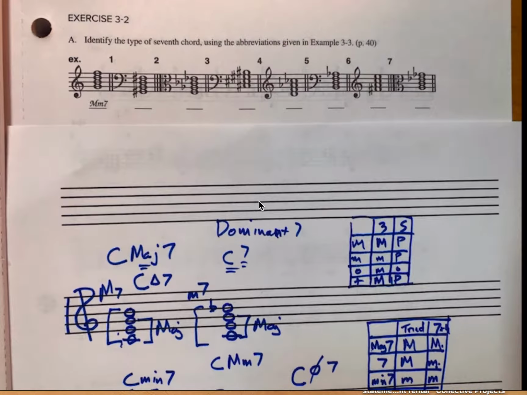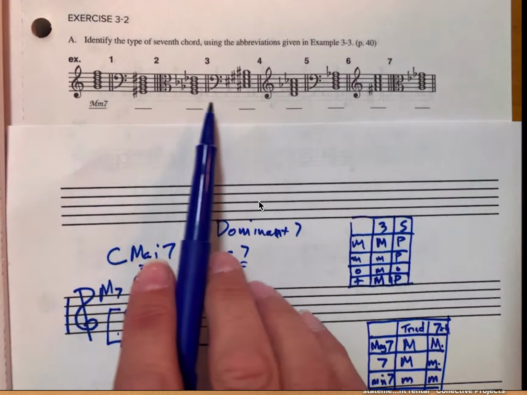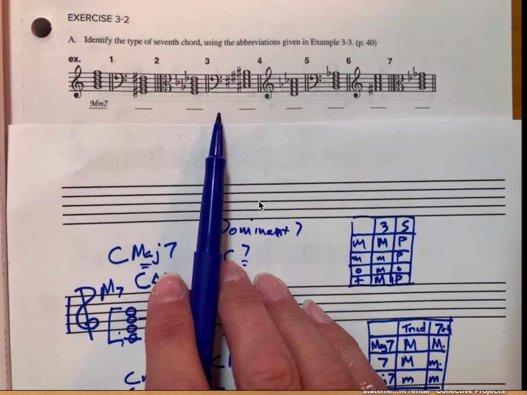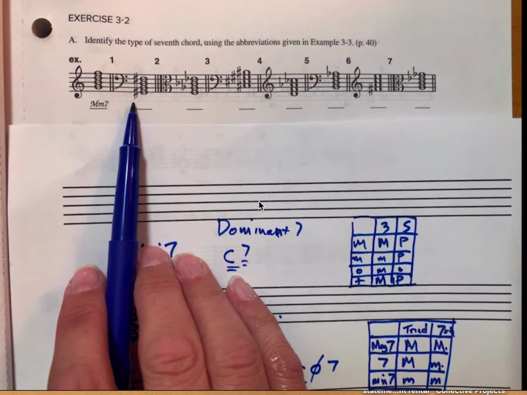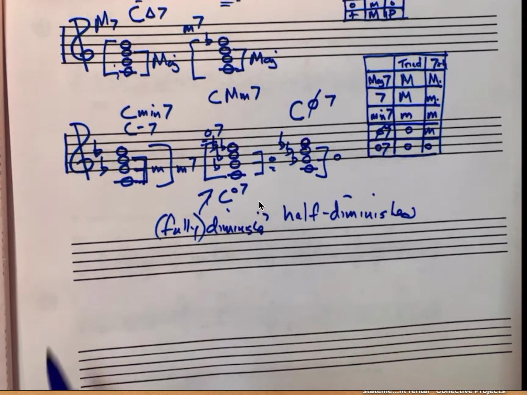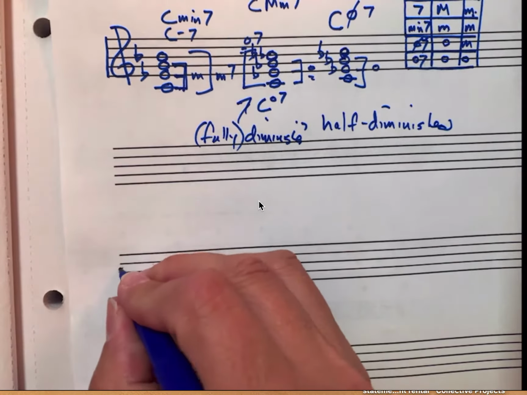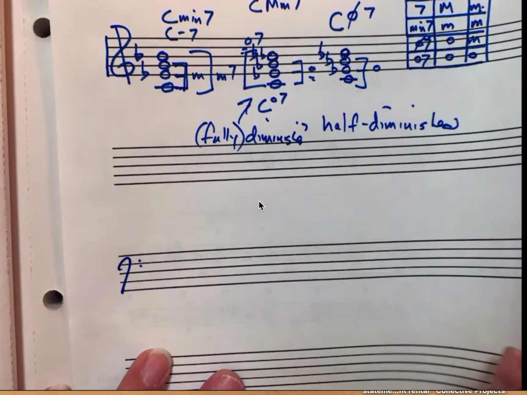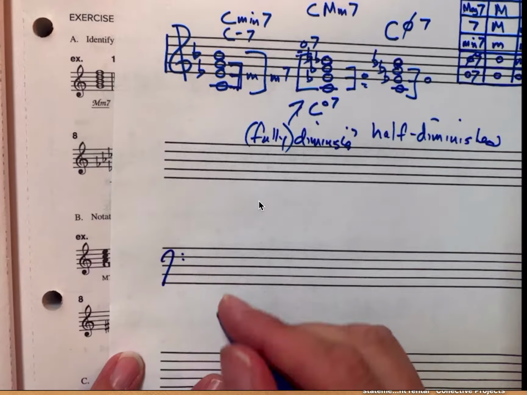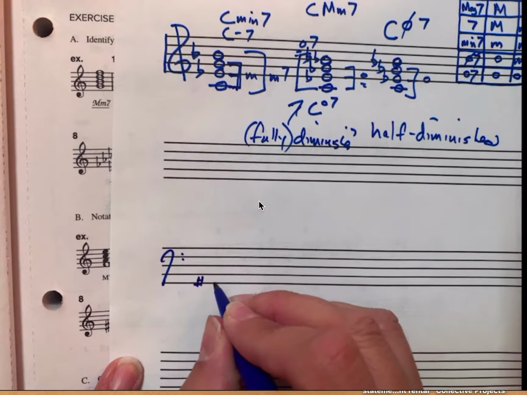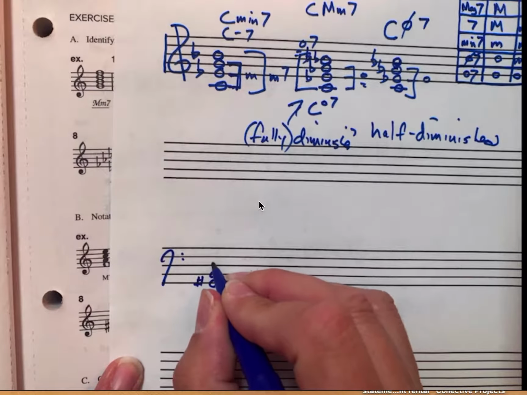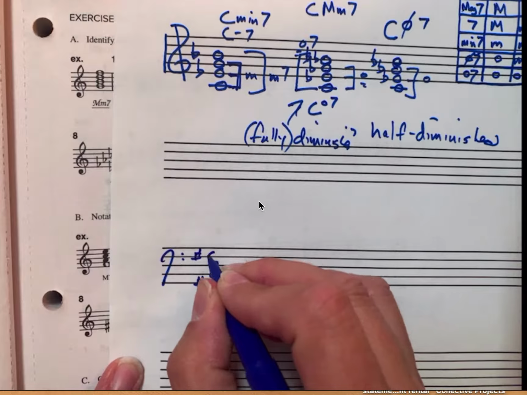So let's do a few examples of seventh chords. I'm going to look at the assignments from your homework, and I'll start with this one. You can see this is G sharp, B, D, F sharp. I'm going to just write it down here. G sharp, B, D, F sharp.